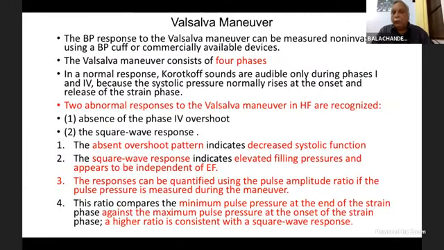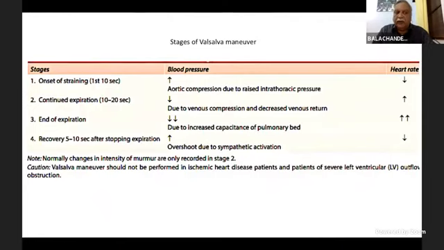So the important thing is what happens in heart failure. We have already discussed this, and these 4 phases, I will not go into the detail. But an important thing is that the onset of straining is important.